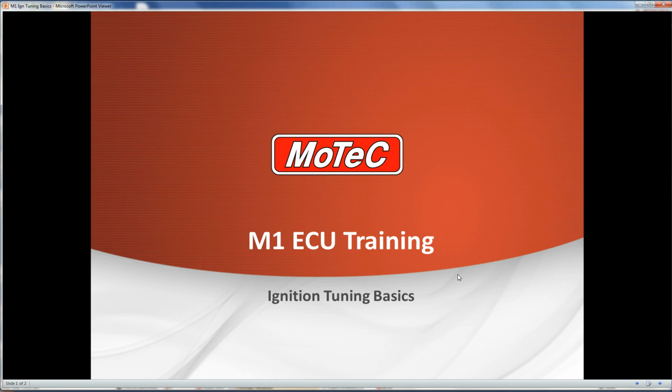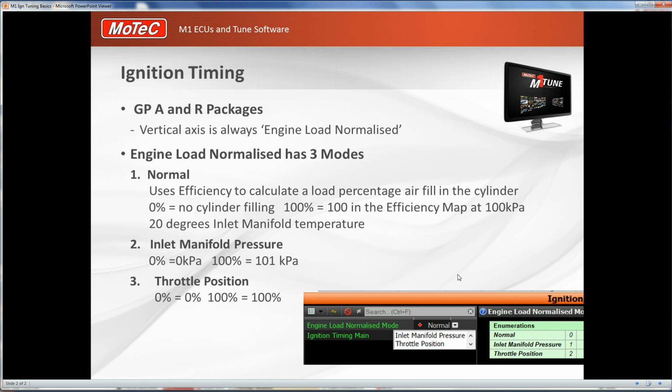My name is Pete Swinney and today's subject is ignition tuning basics in an M1 ECU, and specifically in relation to the GP range of packages. Okay, so within the GP range of packages, the ignition tables and so forth work pretty similar to the M800.